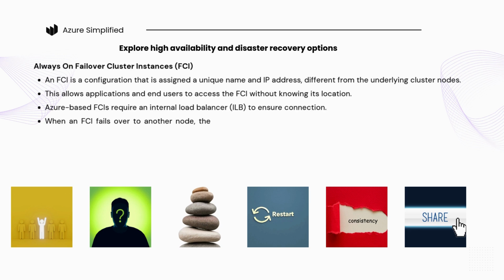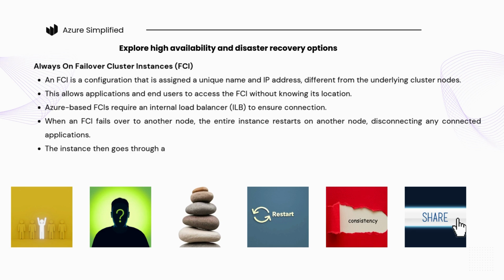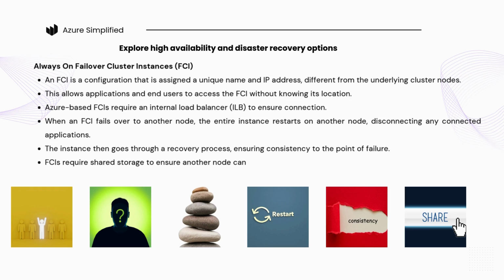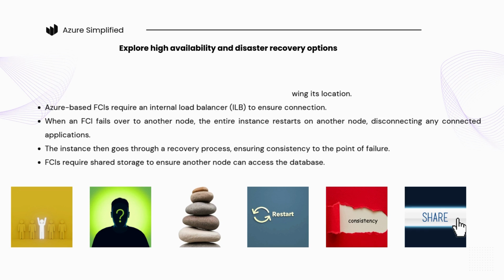When an FCI fails over to another node, the entire instance restarts on another node, disconnecting any connected applications. The instance then goes through a recovery process, ensuring consistency to the point of failure. FCIs require shared storage to ensure another node can access the database.